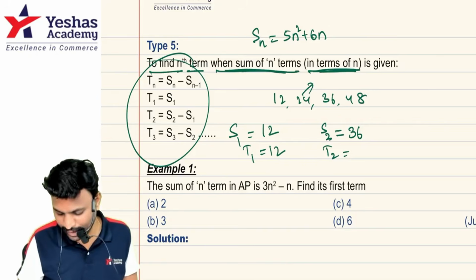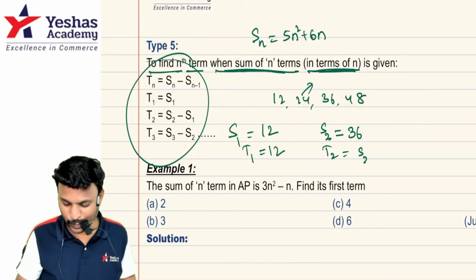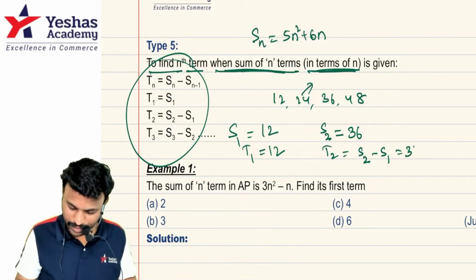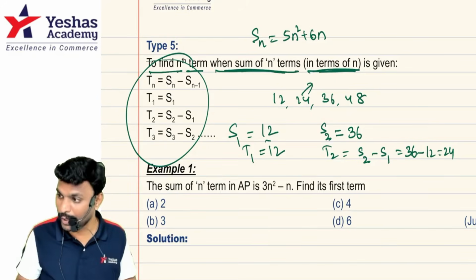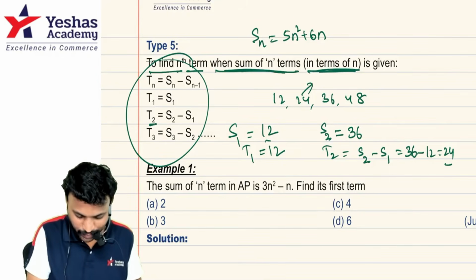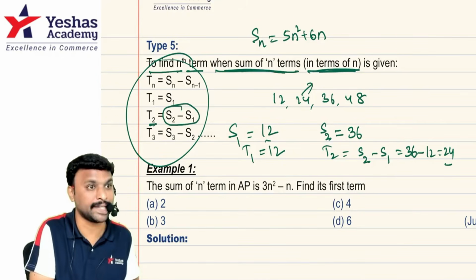24. Now, how to get T2? It is S2 minus S1. What is S2? 36. What is S1 we have? 12. So I get 24. If I want to find T2, it's S2 minus S1.